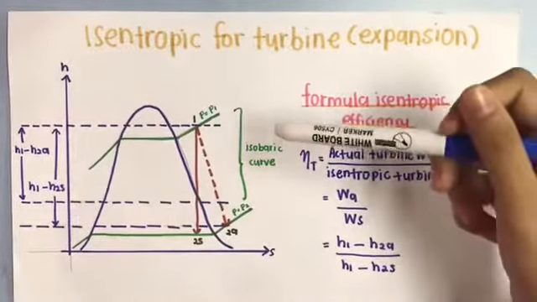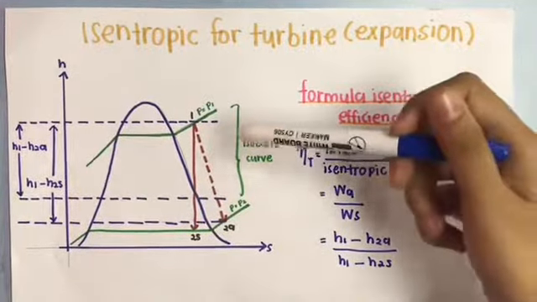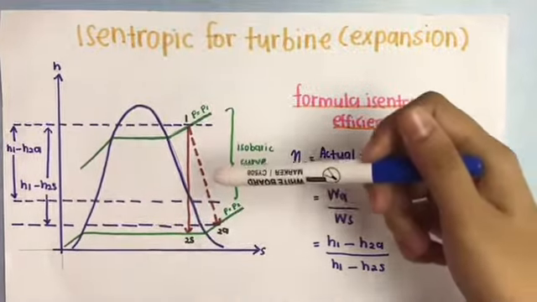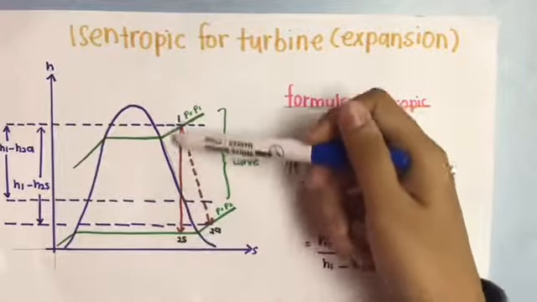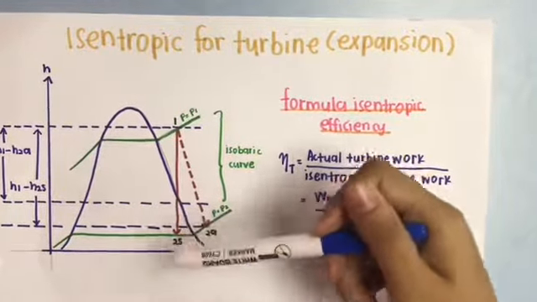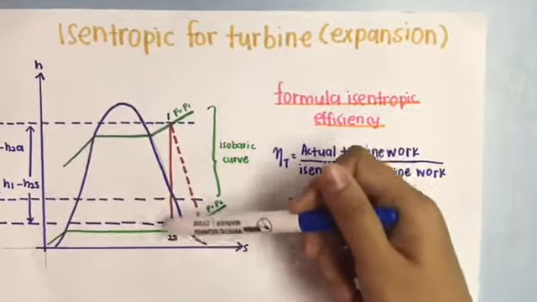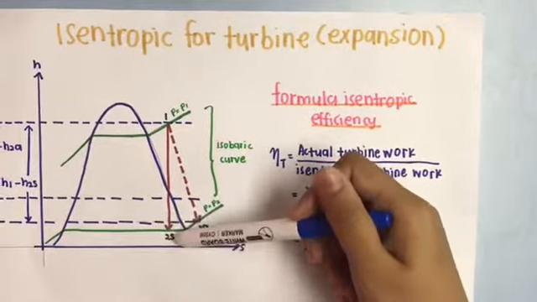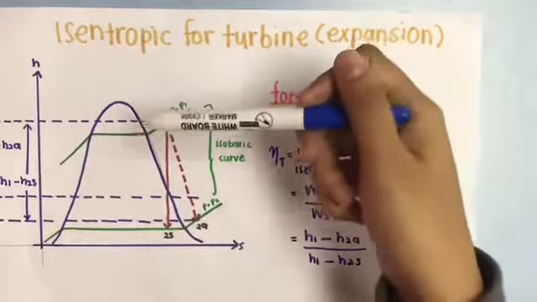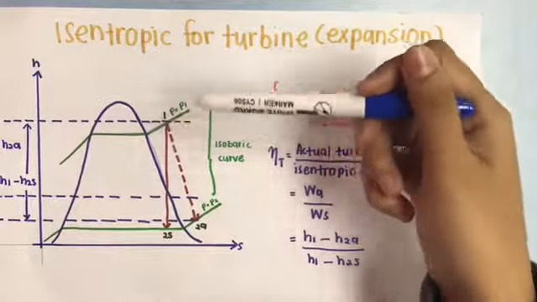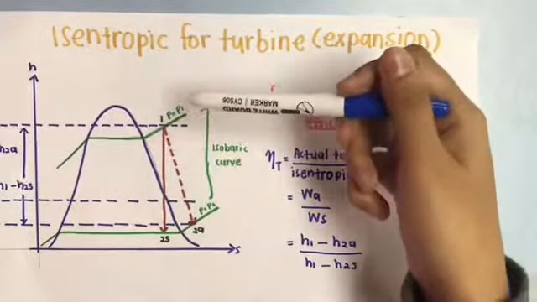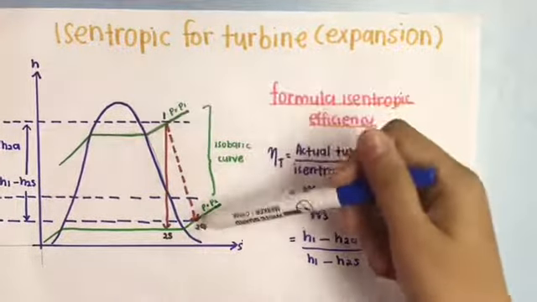The path for isentropic expansion is from 1 to 2S, which is vertical because it has the same entropy, and the path for the non-isentropic process, which is the actual process, is from 1 to 2A.